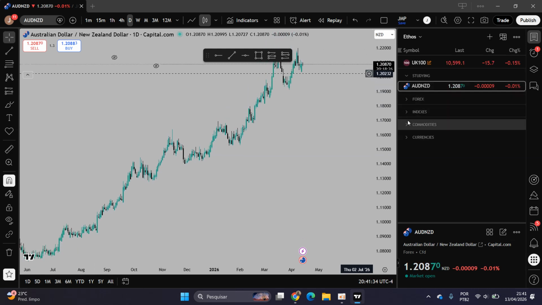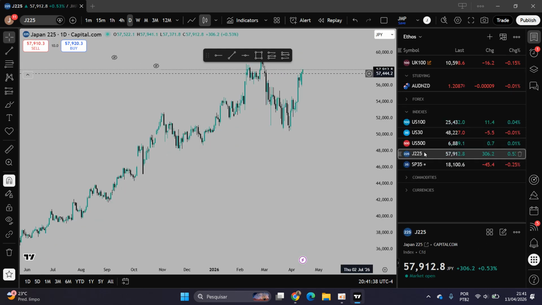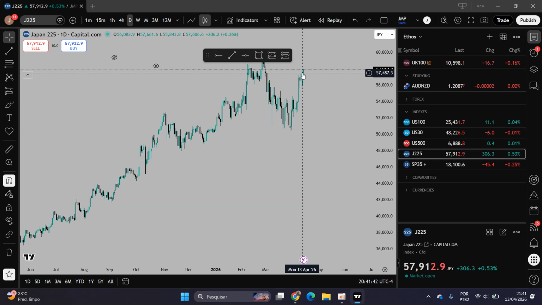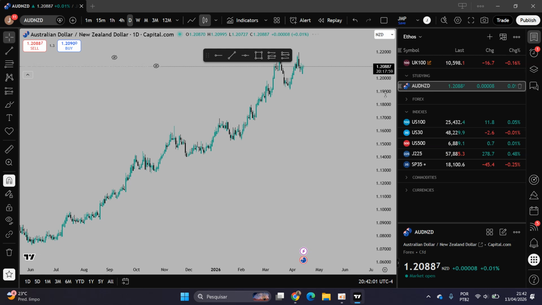I was thinking about adding the JPN 225, but this pair right here is very similar to the UK 100. They move really close to each other, so I don't think it's a good idea in terms of diversification of my choice of pairs. So I'm just going to be utilizing the AUD and NZD probably.